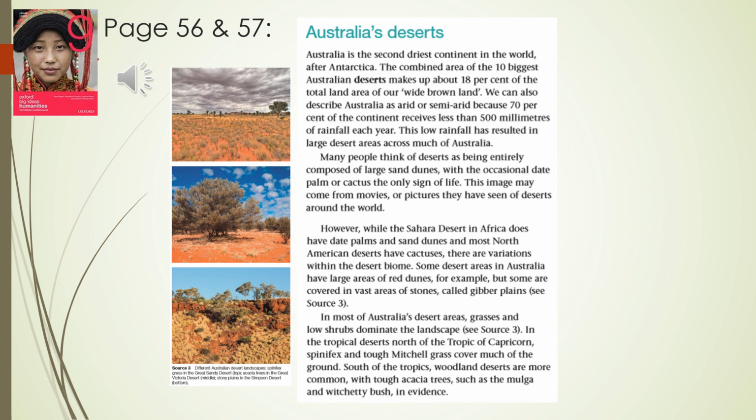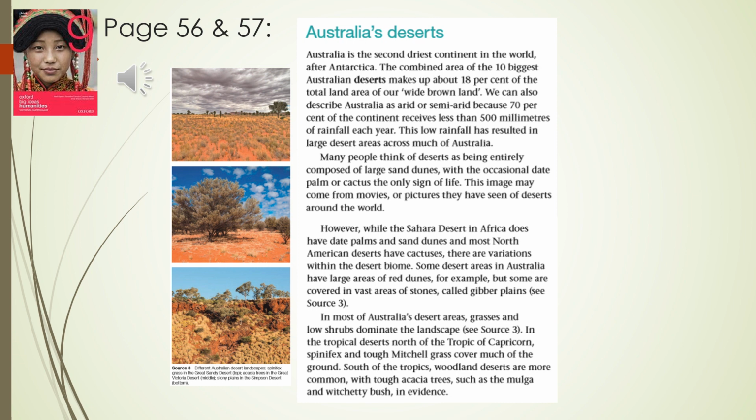Australia is the second driest continent in the world, after Antarctica. The combined area of the 10 biggest Australian deserts make up about 18% of the total land area in our wide brown land, which is a common term to describe Australia, particularly internationally. We can also describe Australia as arid or semi-arid because 70% of the continent receives less than 500 millimetres of rainfall each year. This low rainfall has resulted in large desert areas across much of Australia.